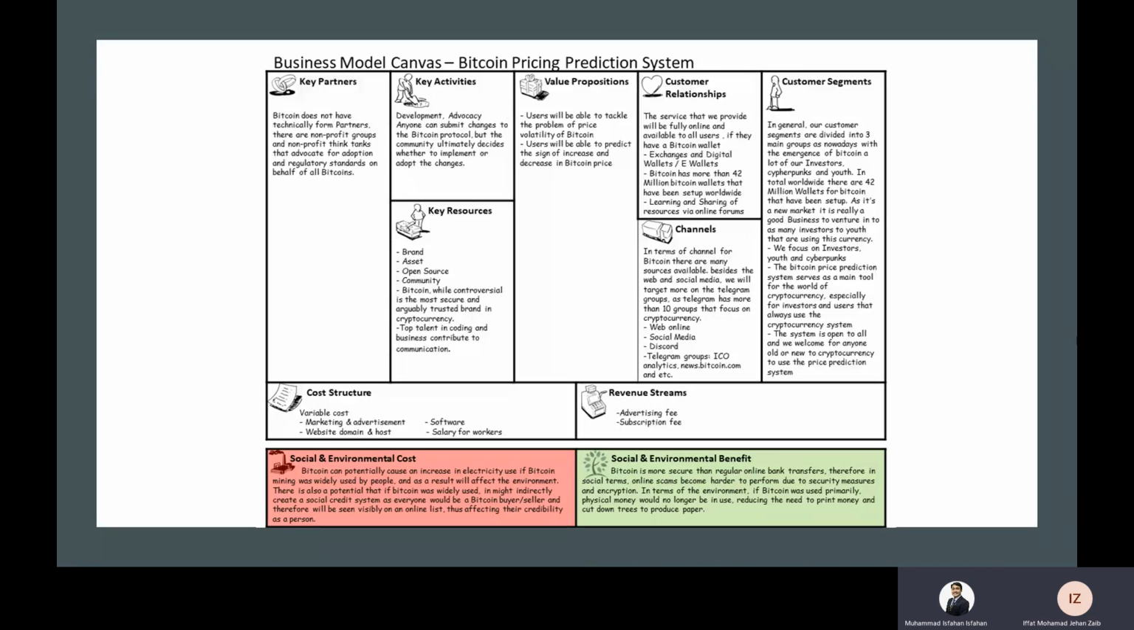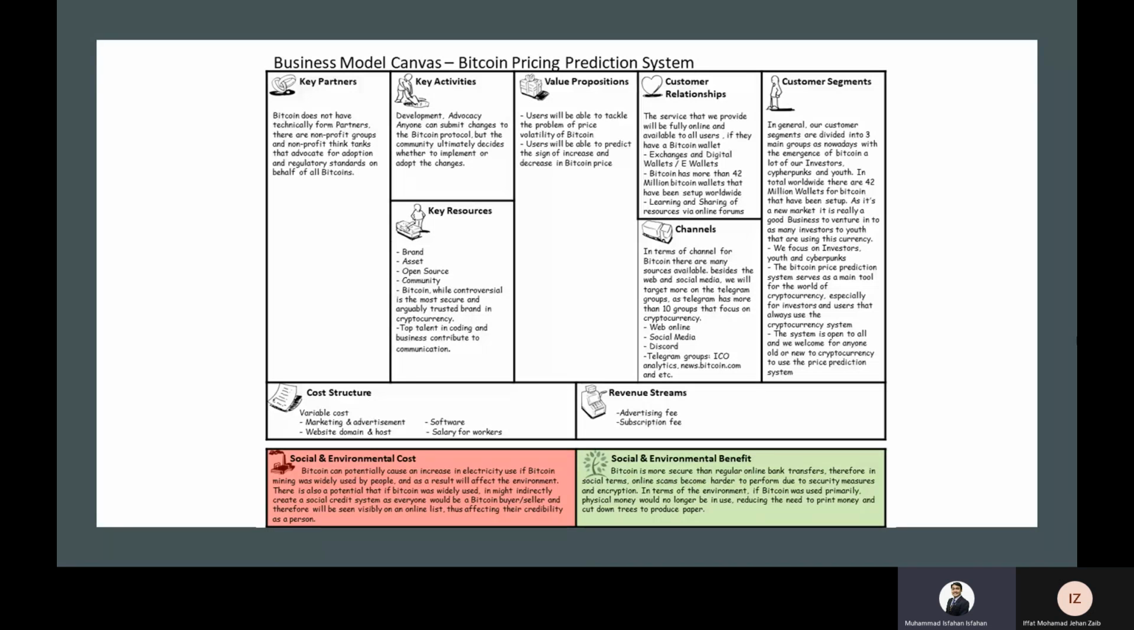Next is the key activities. As always, development on the prediction system takes time, and we need time to focus on the Bitcoin protocol and so on, and ultimately whether it can be implemented or adapted to its changes. Next, on the key resources, of course, as in any project, branding, assets, and so on are very important. Bitcoin is a controversial but arguably the most secure and trusted brand in cryptocurrency, but it takes time for us as well as top talents in coding for the prediction system and machine learning.